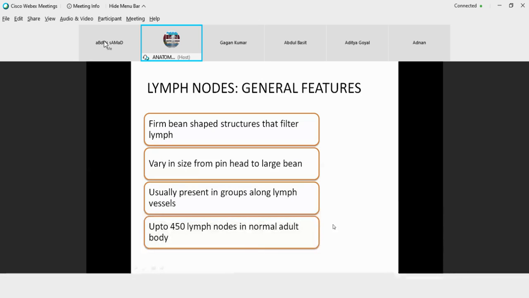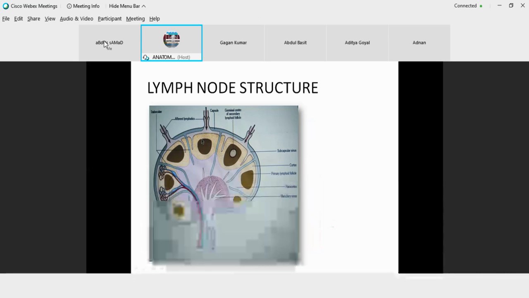Okay. So if we see the structure, the cut section of a lymph node, it is an encapsulated structure. It has a capsule. This is the capsule. Then you have, these are the afferent lymphatics.